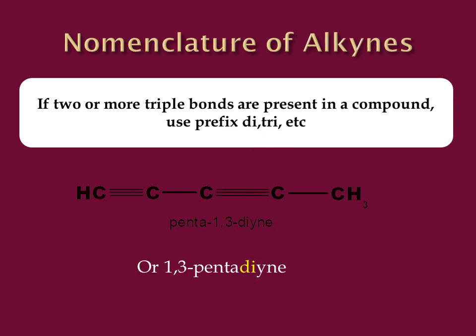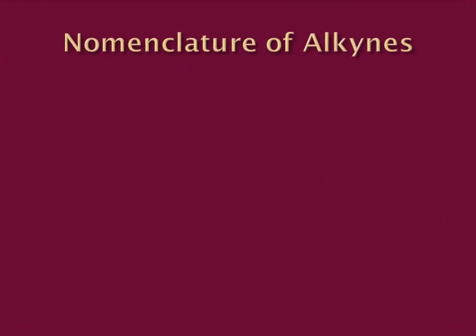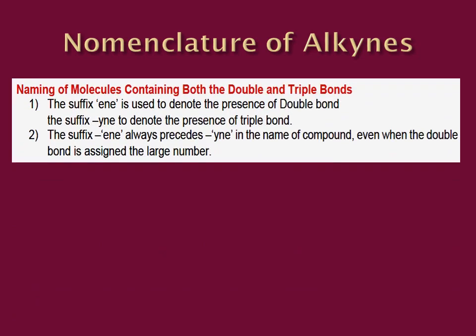Students, we have learned the nomenclature of alkenes and alkynes. What if in a chain we have both an alkene and an alkyne, meaning a double bond along with a triple bond? Then what are we going to do? Here are some rules which we are going to follow while naming molecules containing both double and triple bonds.